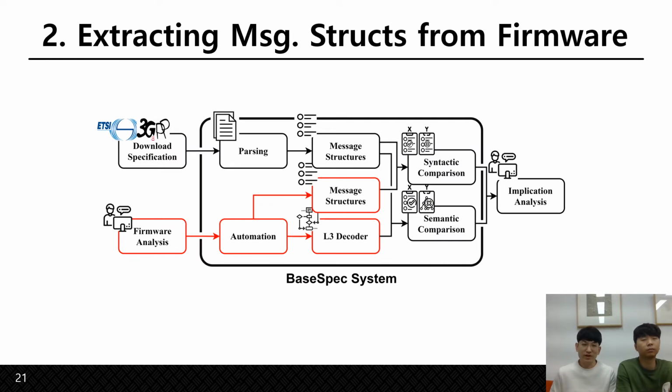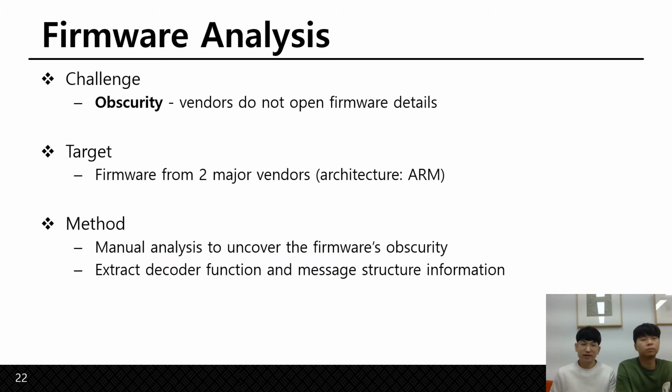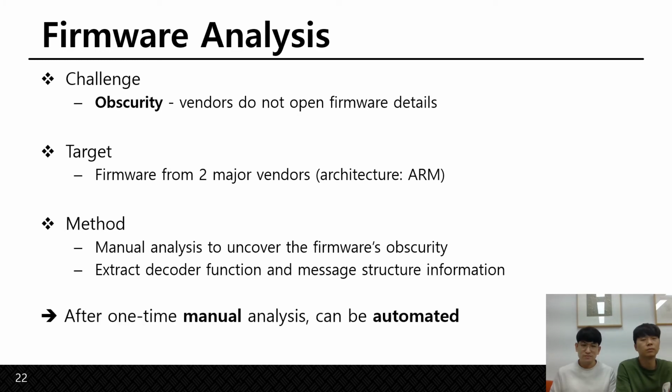Now we extract message structures and decoder information from the firmware. As baseband vendors do not release the details, we need to once analyze their firmware. We selected 2 of the top 3 vendors and analyzed the firmware. From the analysis, we could obtain the information of decoder function and message structures. This analysis can be automated because firmware images within the same vendor shares similar characteristics.